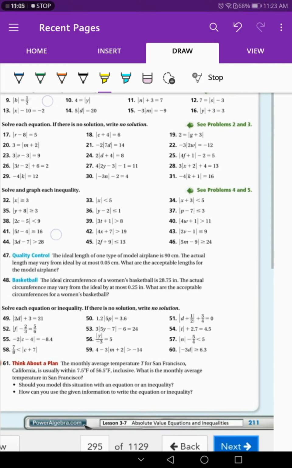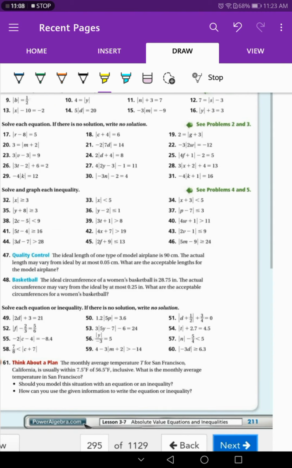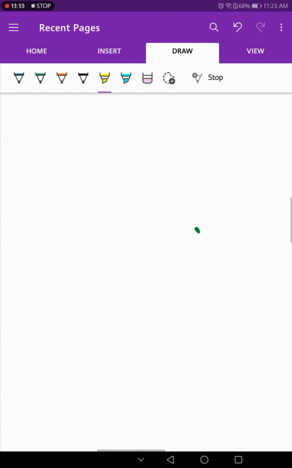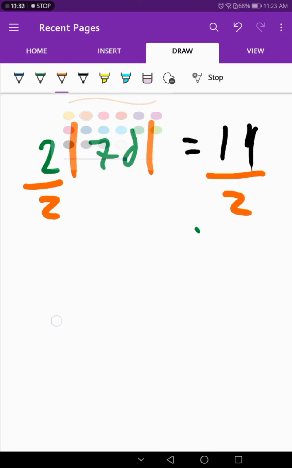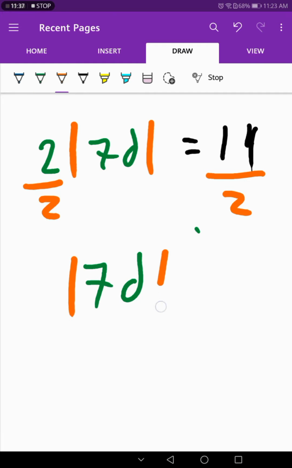Let us take number 21, which is 2 times the absolute value of 7d equals 14. Mahmoud, what do we have to do now? First thing, we have to divide by 2 on both sides. Great. Divide by 2, divide by 2, the absolute value of 7d comes down. This is 14, so it will be 7.